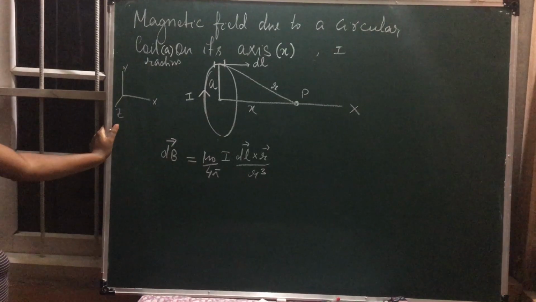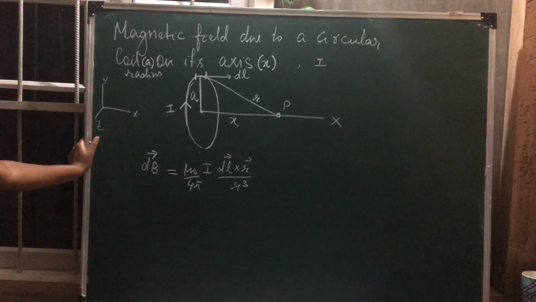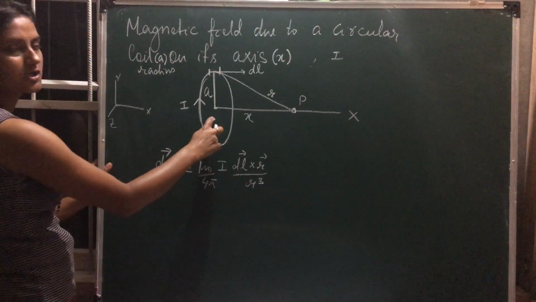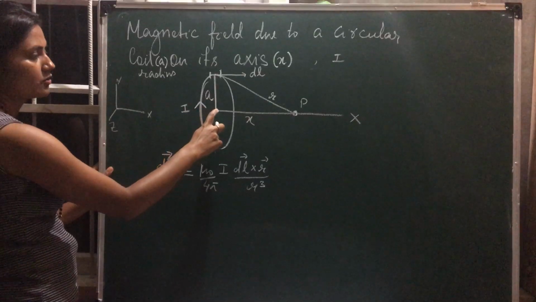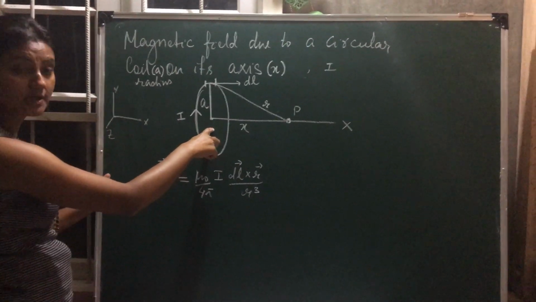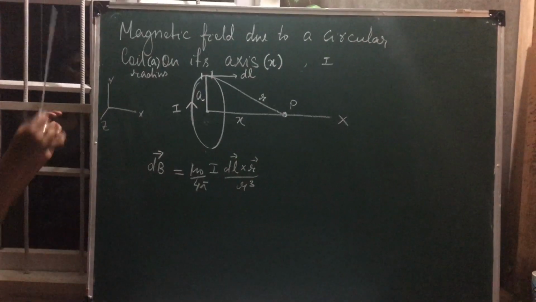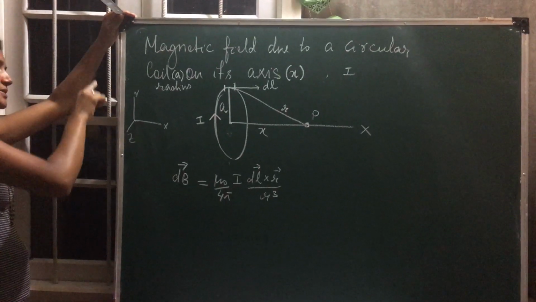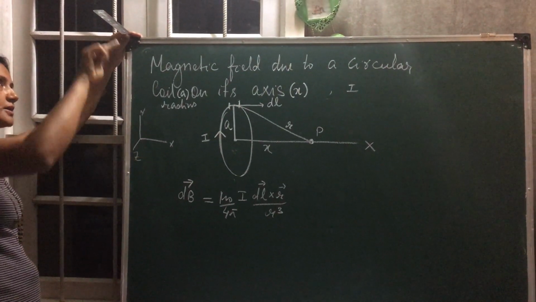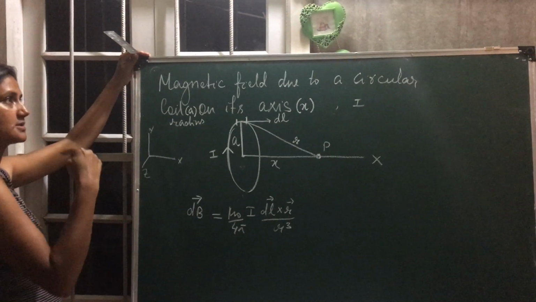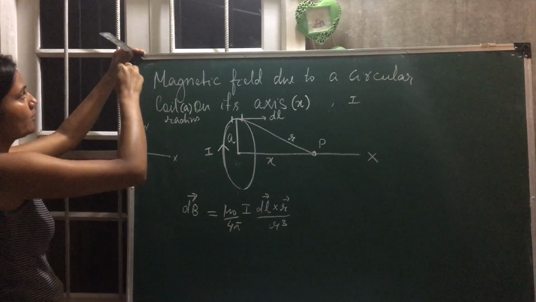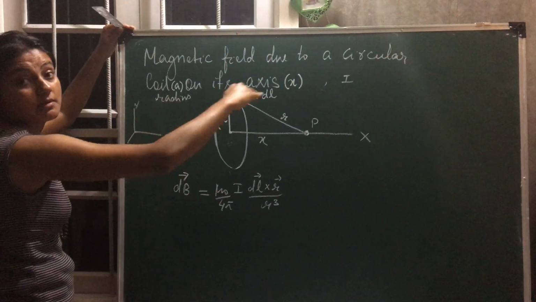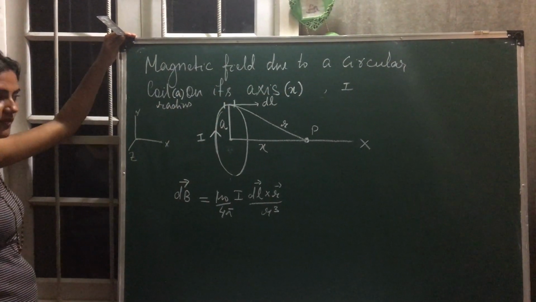Now, what is the angle between dl and r? See, this picture is not a two-dimensional picture. This is a three-dimensional picture. What I was saying, the loop is in the YZ plane. This is Y, this is Z, right? The loop is like this, and the current is going clockwise. And where is the axis lying? The axis is lying along the x-axis. Imagine, this is three-dimensional. Okay, fine or not?